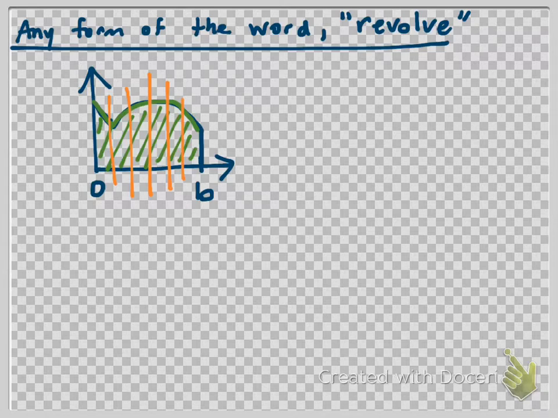Does that make sense? Okay, well, if I take that slice and turn it so that it looks two-dimensional, what is my shape? A circle. Okay, so if I have a revolution shape, what I'm going to get is circular cross sections.